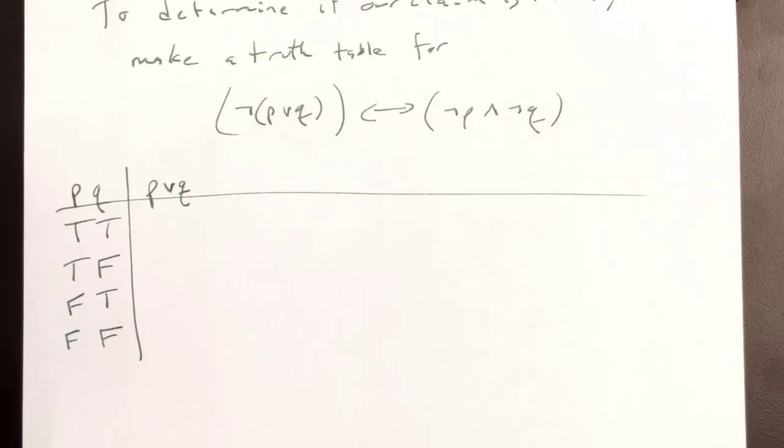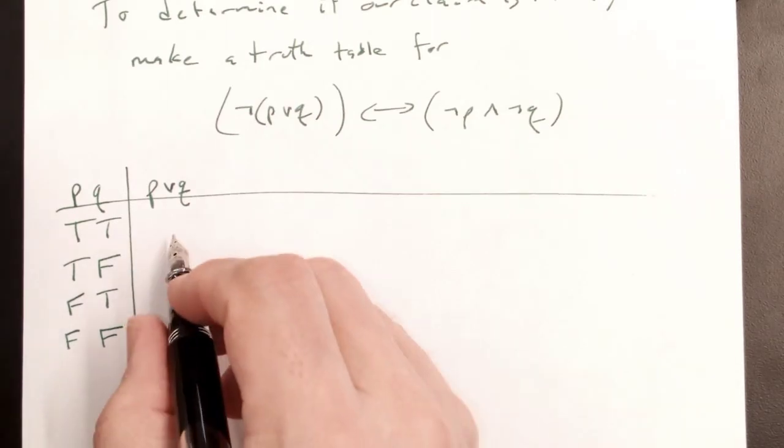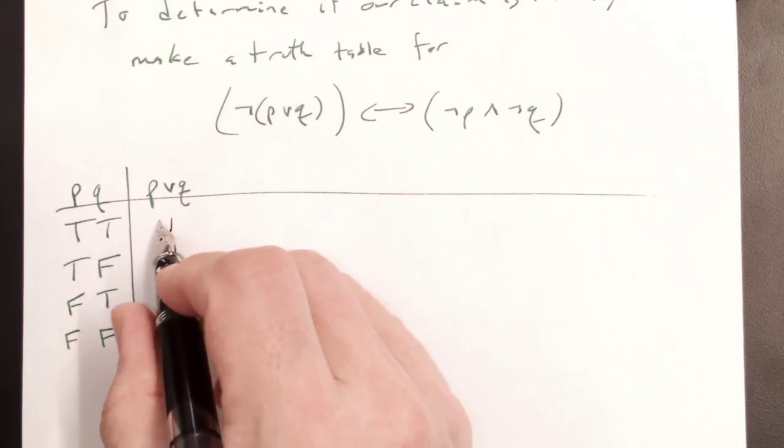When is or true? When is or false? Emily: The or is inclusive, so anytime one of them is true, it's going to be true.